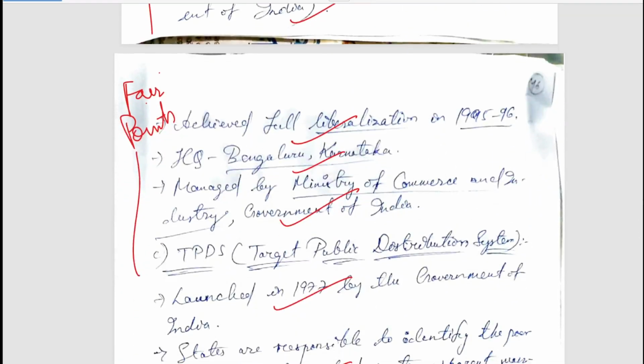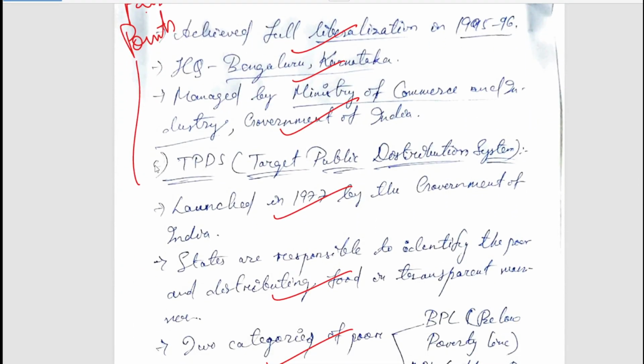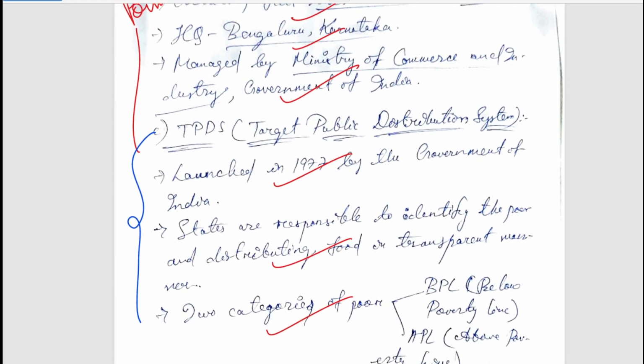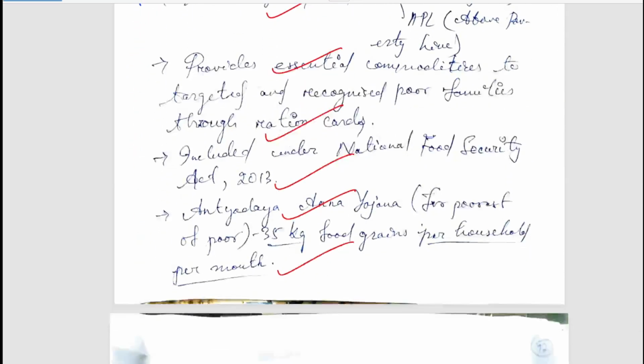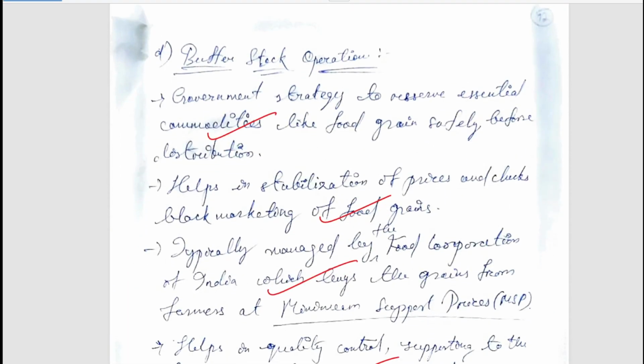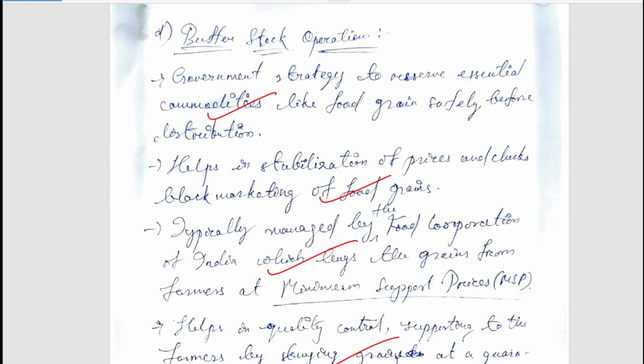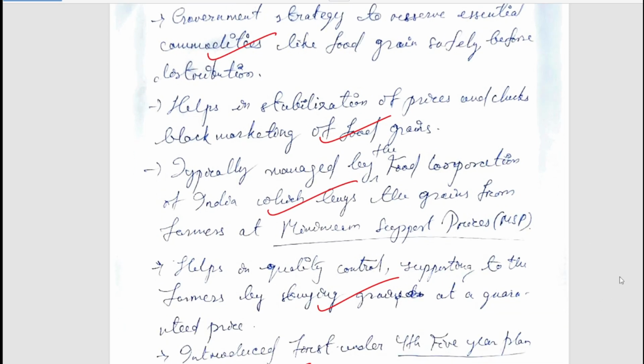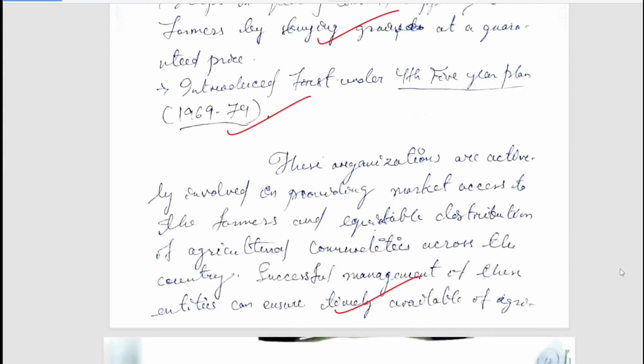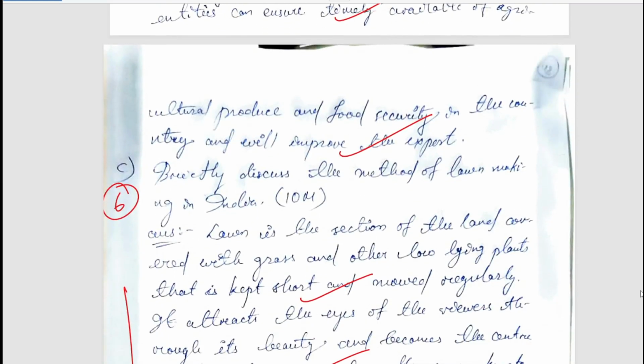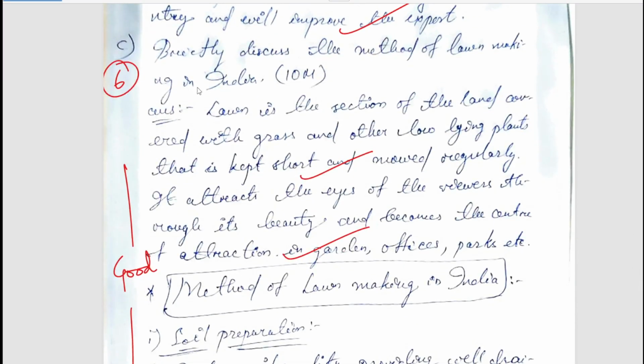So I think well written. You can simply pause and read it. Functions of TPDS have been mentioned. Functions of buffer stock operations have been mentioned. And I think as an agriculture student, this is not that tough a question to approach. I think most of you will easily approach it. And the next question is briefly discuss the method of lawn making in India.